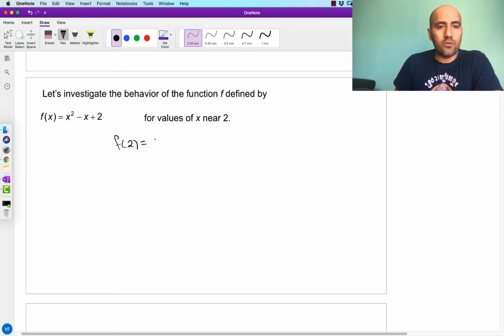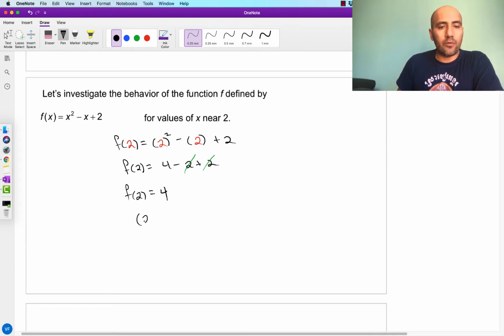f of 2 is equal to blank squared minus blank plus 2. And so we're going to be replacing the x value with a 2, so 2 there, 2 there, 2 there. And so we end up getting that f of 2 is equal to 4 minus 2 plus 2. These two cancel. And so we get that f of 2 equals 4, or we get the ordered pair (2, 4). So we want to investigate what happens around this point.